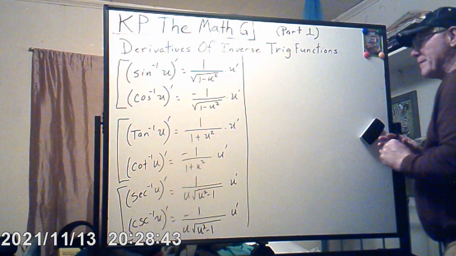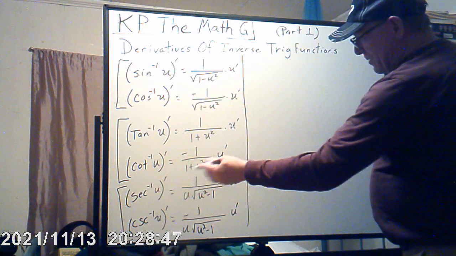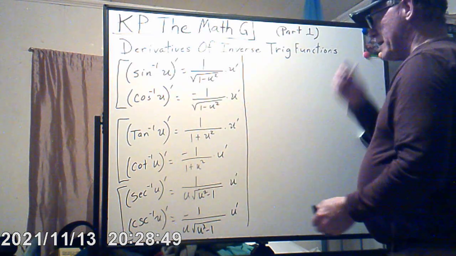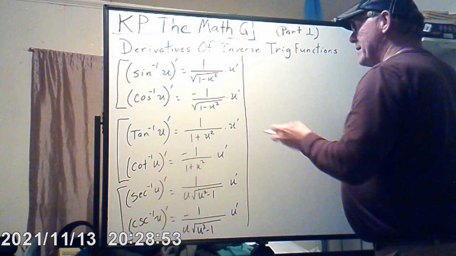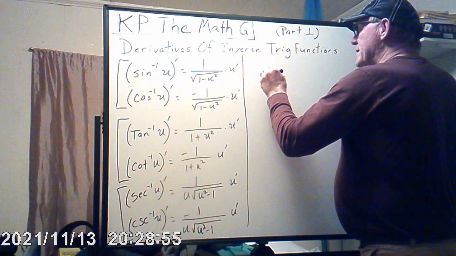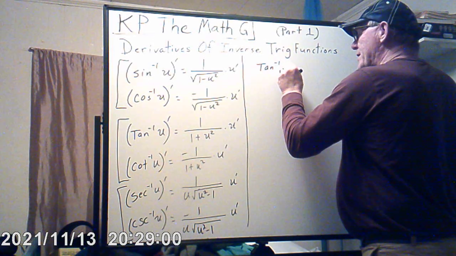Okay, there you go. Okay, let's do tangent. Let's come up with that one, and I do want to do secant and show that that's. Okay, so let's do it again. We're going to take the derivative of tangent inverse. So we have tangent inverse of u.